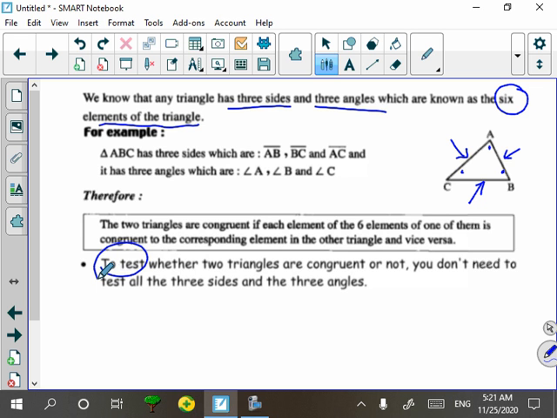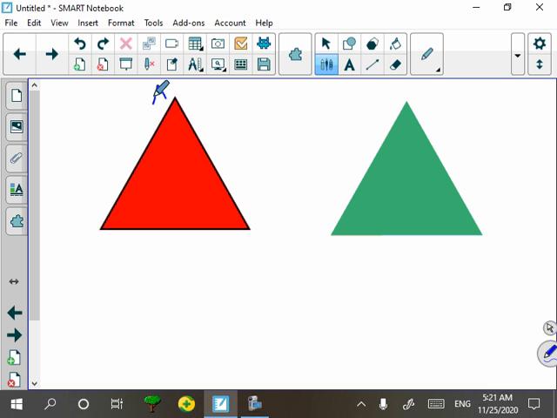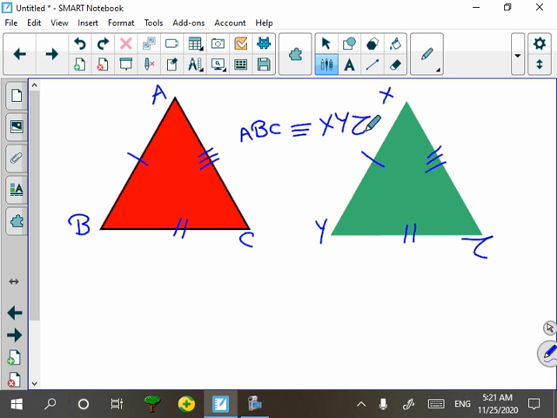The first case, when we have triangle ABC and triangle XYZ. When AB equals XY and BC equals YZ and AC equals XZ, then the two triangles are congruent. ABC congruent with XYZ, which has the abbreviation S.S.S., the three sides. Two triangles are congruent if each side of one triangle is congruent to the corresponding side of the other.